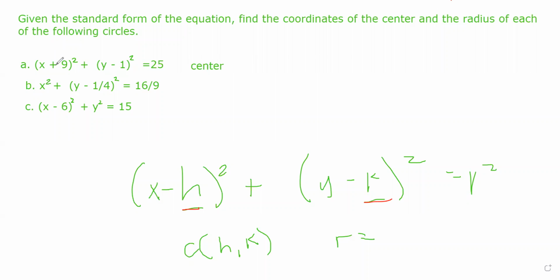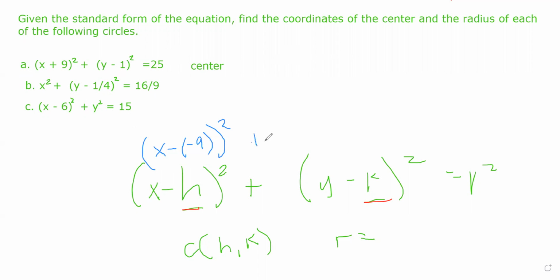Here, this is x + 9. But in our standard form, the operation is subtraction. So we have x + 9 here, but we have x − h there. We can use subtraction instead of addition as long as we change the sign of 9 from positive to negative, so there will be no change in the operation. So instead of x + 9, we change it to (x − (−9))². That is still equal to this one.